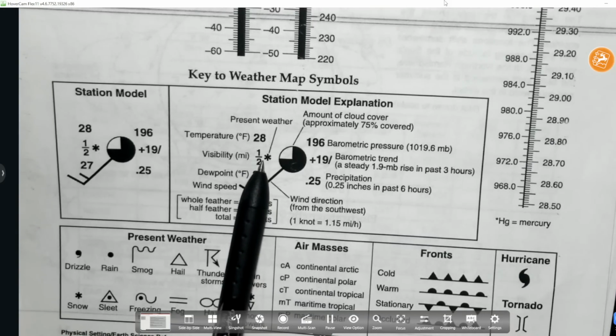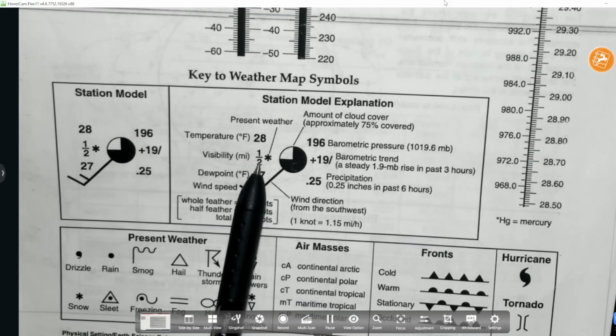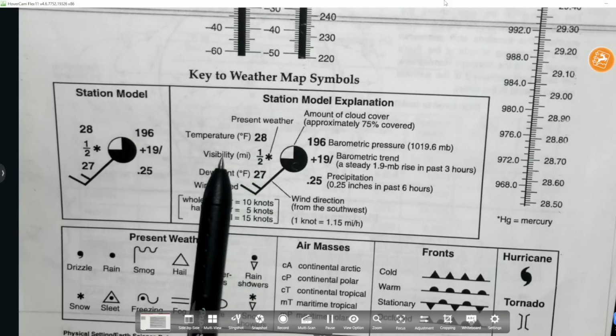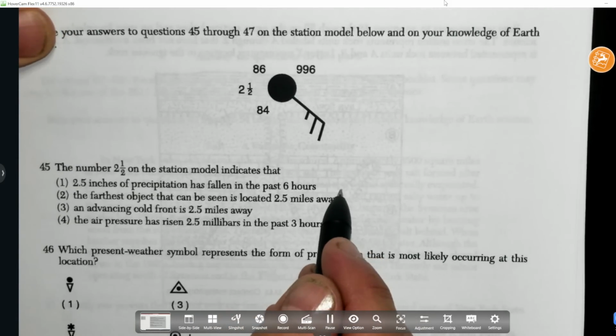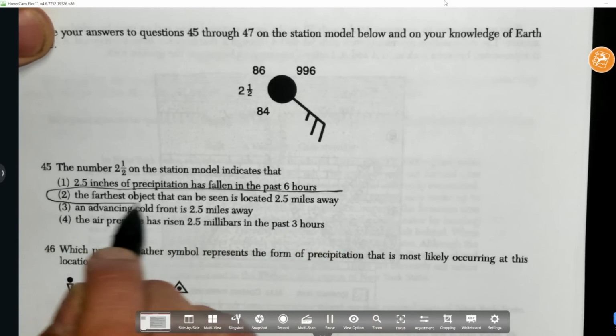And if you take a look, guys, hold on. You can see they show you in this example 1/2 mile for visibility. Well, what does this mean? 2.5 miles for visibility. The answer is 2.